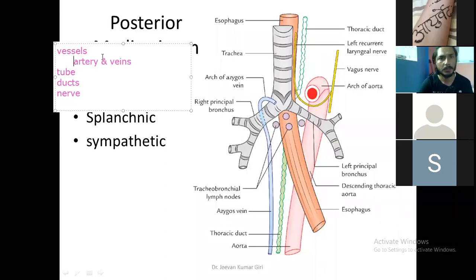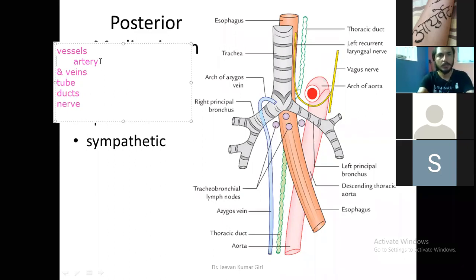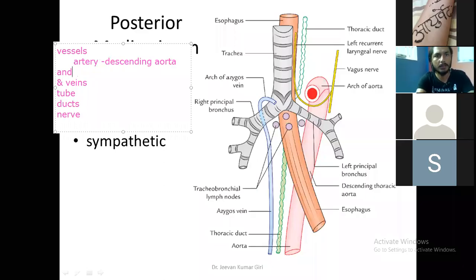So in the artery you will see the descending aorta and its branches. The descending aorta has two parts, the thoracic part and the abdominal part. Here you will see the thoracic part of the descending aorta and its branches in this region. This is the major artery you will see in this region.